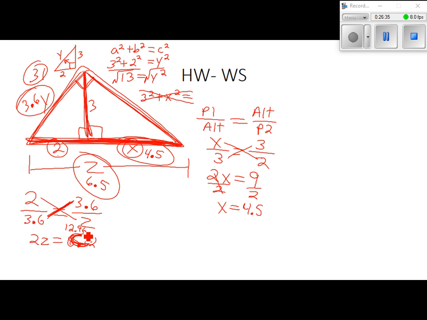Solve for Z. Divide both sides by 2. So divide that answer that you got by 2. What is it? 6.48. Close enough. What did we say Z was before? 6.5. So it's pretty close.